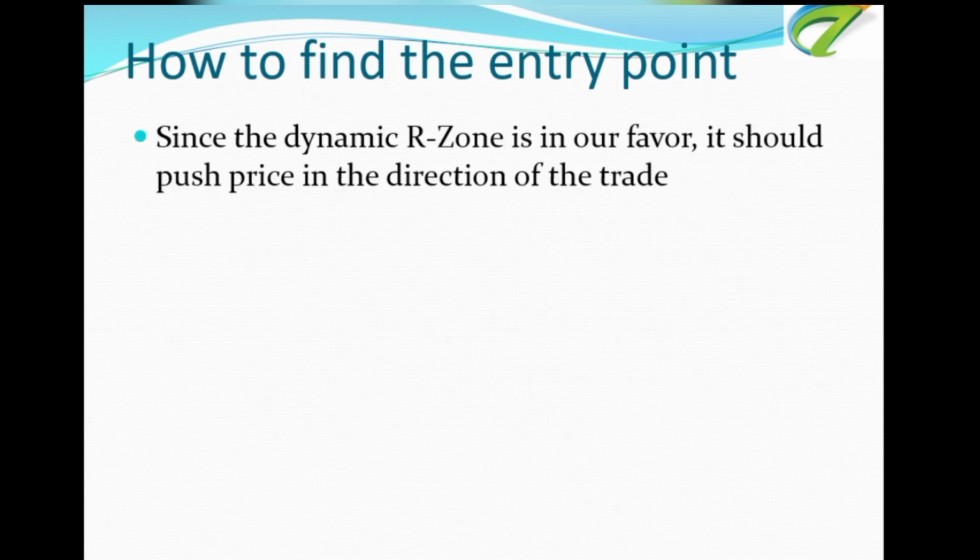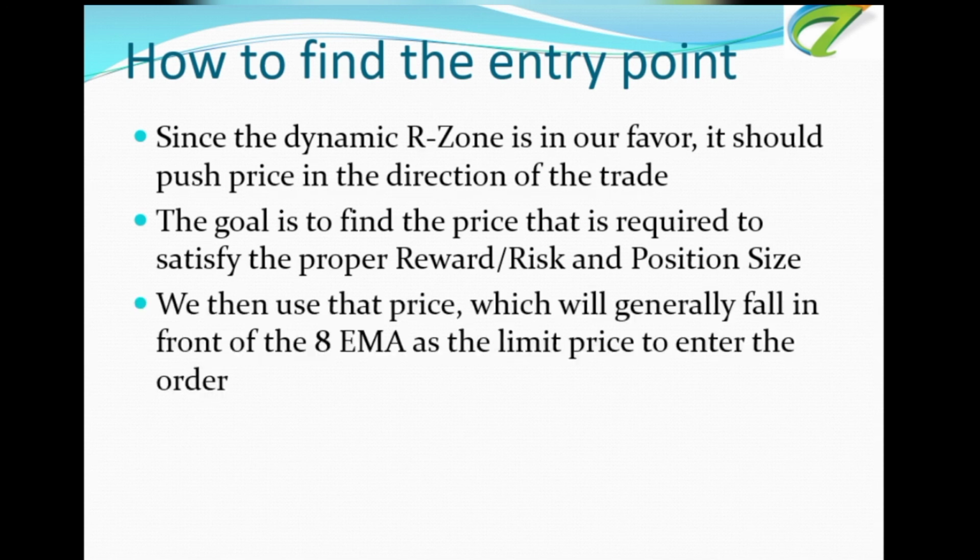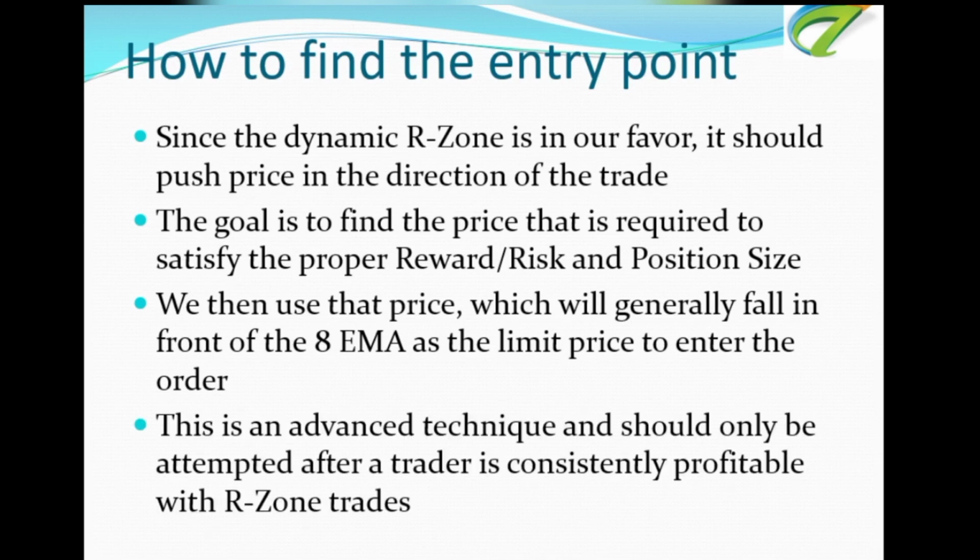How to find the entry points? Since the dynamic R zone is in our favor, it should push price in the direction of the trade as a continuation trade. The goal is to find the price that is required to satisfy the proper reward risk ratio and position size. We then use that price, which will generally fall in front of the 8 EMA, as the limit price to enter the order. This is an advanced technique and should only be attempted after a trader is consistently profitable with the R zone trades.